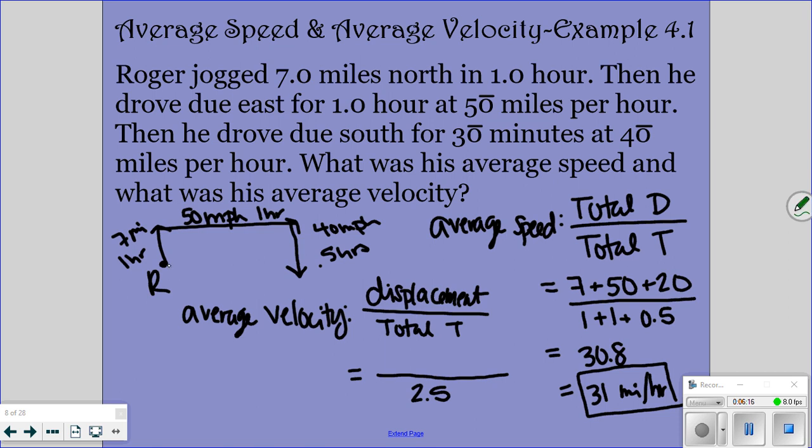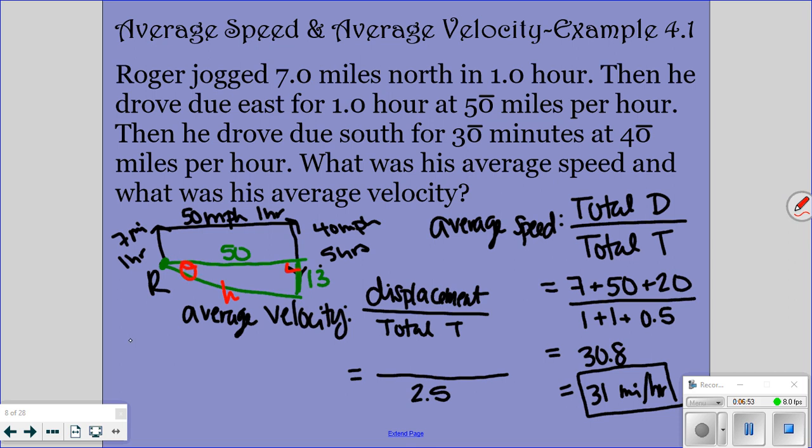So I need to come back over here. Roger started here, and he went up 7, over 50, and then down 40. So he went over to the right 50, and then this isn't drawn to scale, but if this is 7, this total part was 20, so this part here would have to be 13. And so you have a triangle there, and it's a right triangle.